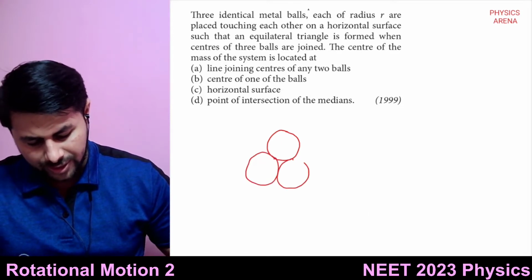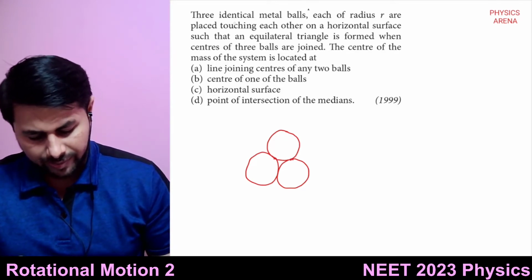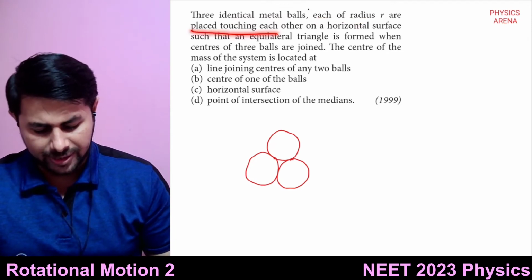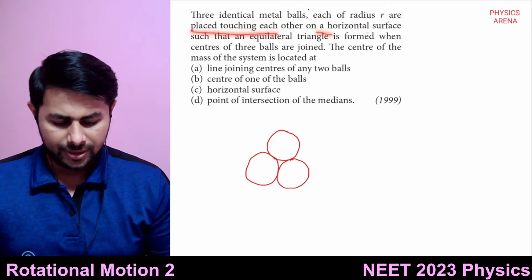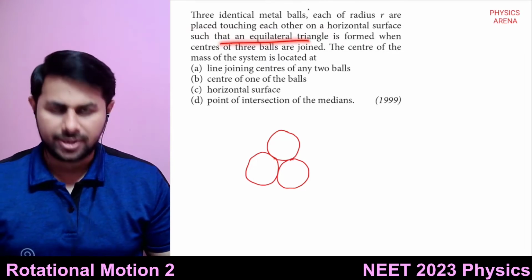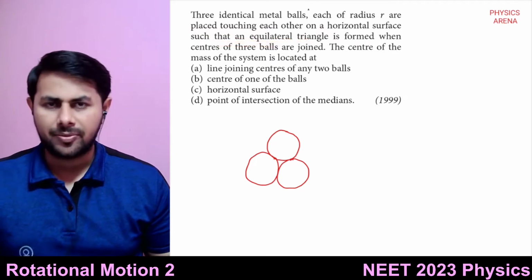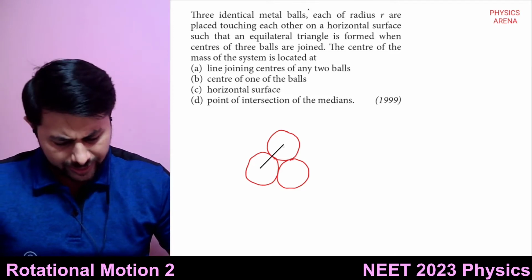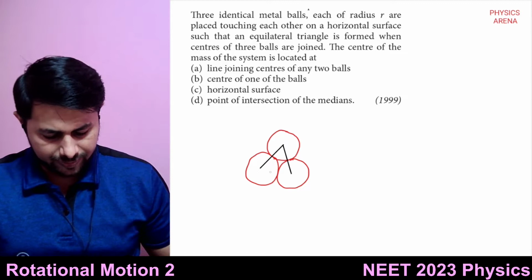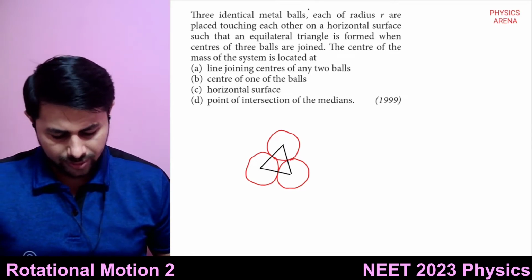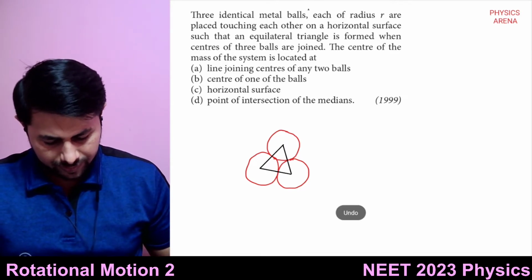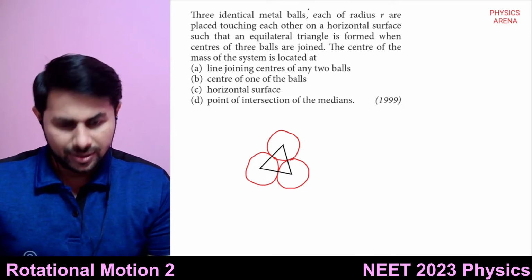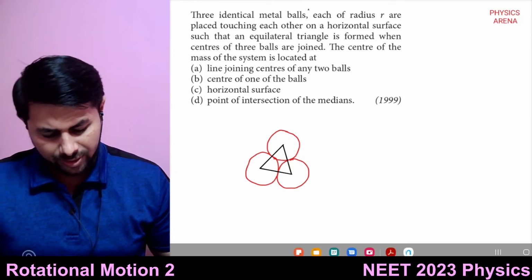They are touching each other. Three metal balls, identical, each of radius r, placed touching each other on a horizontal surface such that an equilateral triangle is formed when the centers of the three balls are joined. So if you join their centers, you get an equilateral triangle. The question is, where will the center of mass be? Option A, the line joining centers of any two balls.